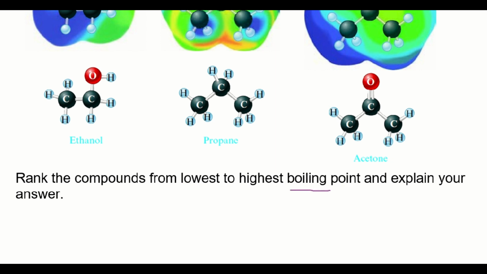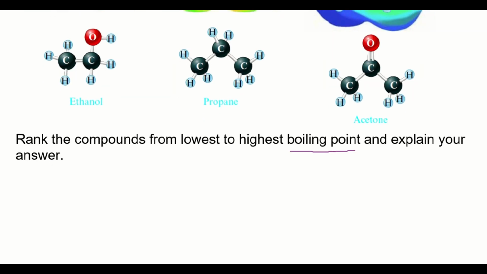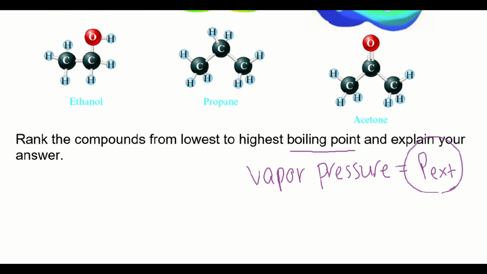In order to do that, we have to understand what boiling point is. The boiling point of a substance is the temperature where the vapor pressure of the liquid equals the external pressure above the liquid. Oftentimes, this is the atmospheric pressure. If we consider the external pressure to be the same for all these substances, we can answer this question by ranking the vapor pressures of these liquids.